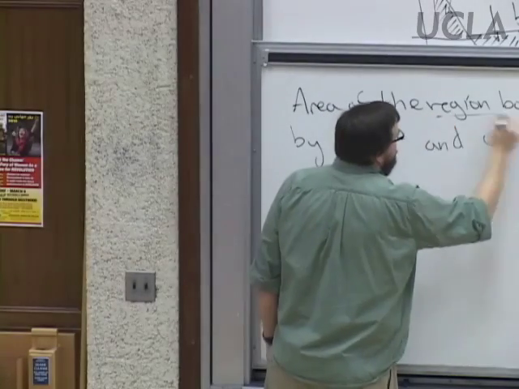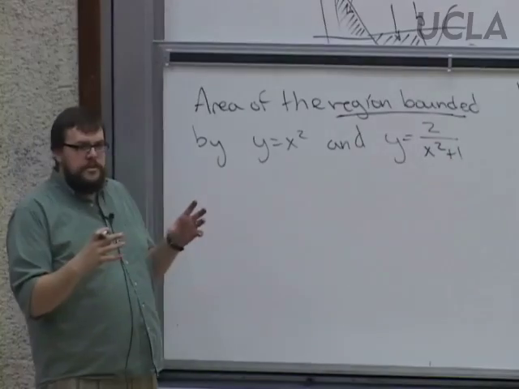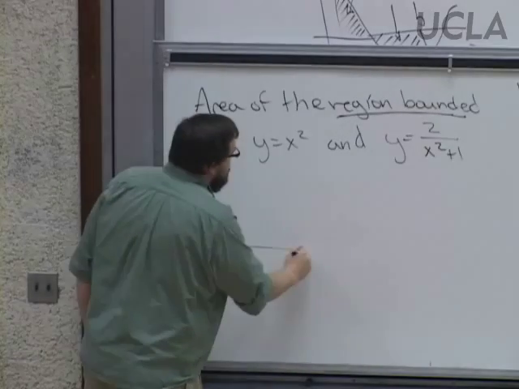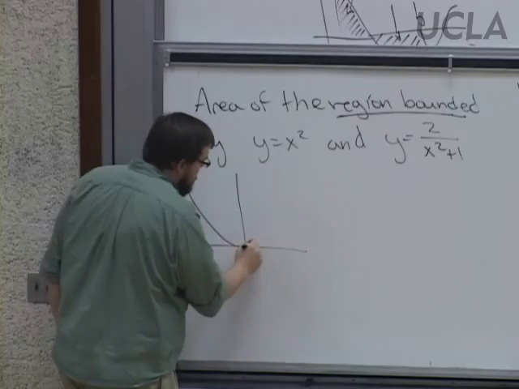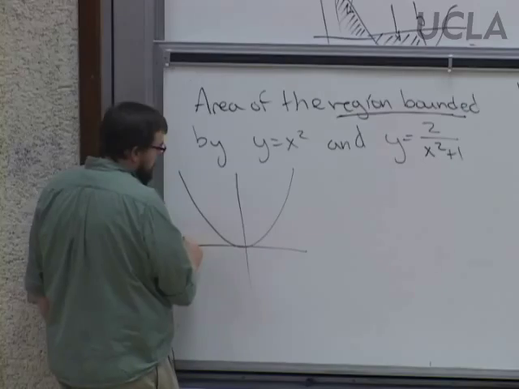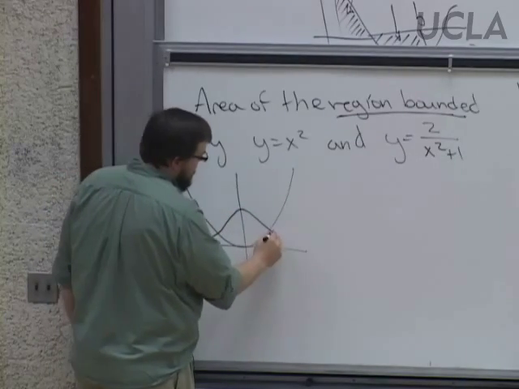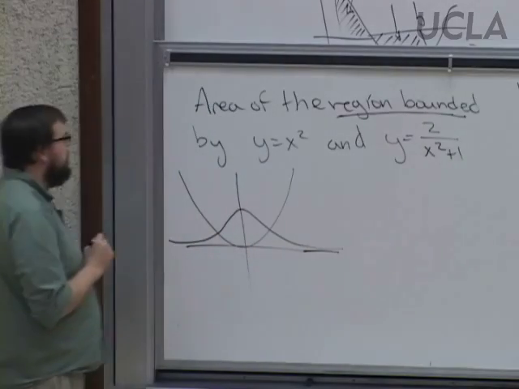Well, I'm talking about if you graph the picture here, there's going to be some finite piece which you can measure. So these curves turn out to be fairly simple, so we can actually graph them. Y equals x squared is a parabola, which looks something like this. And 2 over x squared plus 1, we've seen that on a few homework assignments. It looks a little bit like the bell curve. It's not the bell curve, but it looks like it. It might be mistaken for it in a dark alley at night.